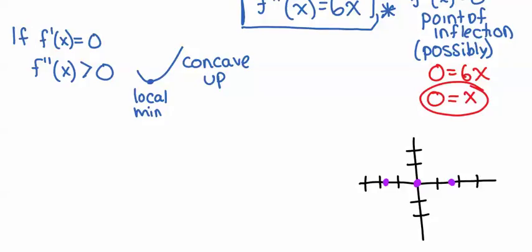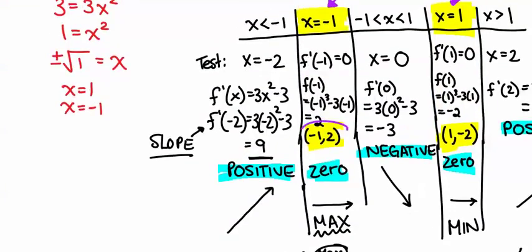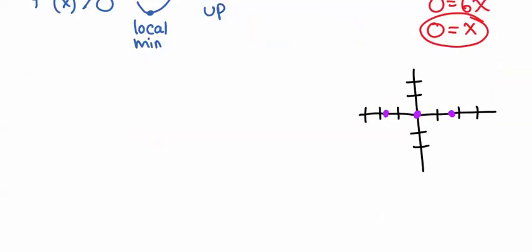Then we found we had a max. Just going to scroll up for a sec. We had a max at negative 1, 2, and a minimum at 1, negative 2. So let's put those on our graph: a max at -1, 2, and a min at 1, -2. Okay, so that's our local max and min. Those are our three roots.